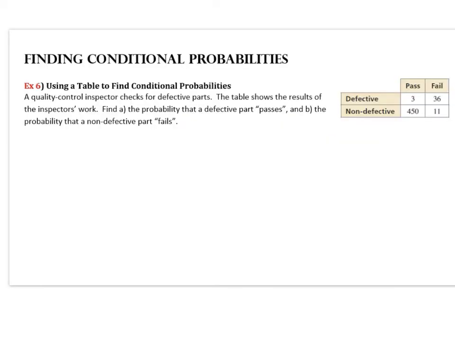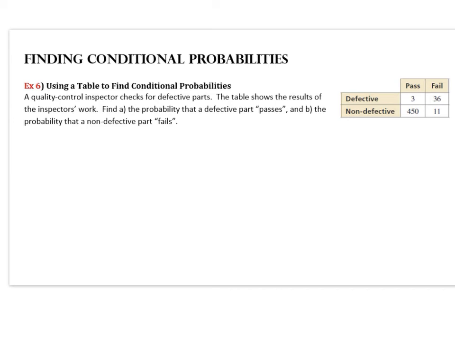Now let's focus on conditional probabilities. We'll use a table to find conditional probabilities. A quality control inspector checks for defective parts. The table shows the results of the inspector's work. Find A, the probability that a defective part passes, and B, the probability that a non-defective part fails.